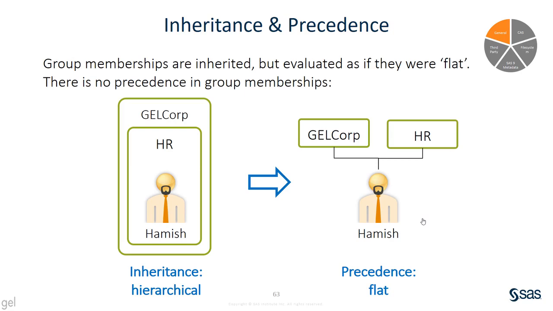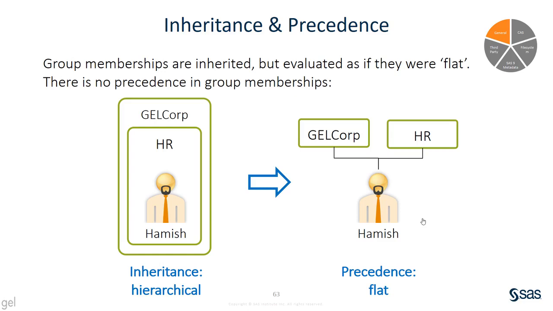So the other thing that's a little different in Viya, in terms of the inheritance within the identity hierarchy: in SAS 9.4, inheritance was hierarchical, right? So if Hamish was a member of HR and a member of GELCORE, because HR was a member of GELCORE, then his membership of HR had a higher precedence than his membership of GELCORE, because of where it was in the hierarchy. In Viya, you still have precedence.